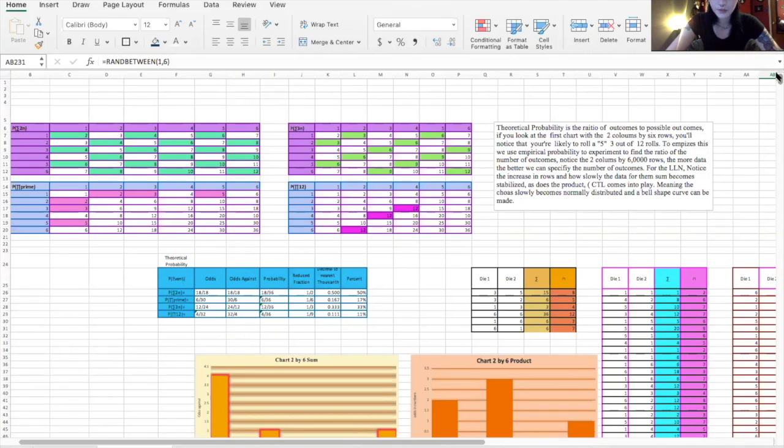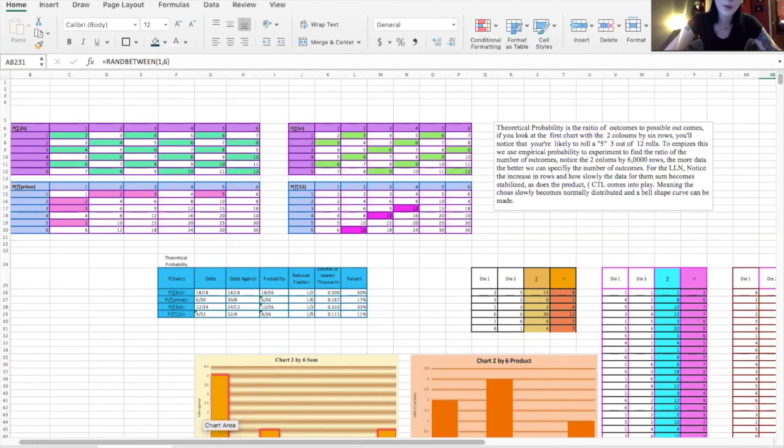For the LLN, you'll notice the increase in rows and how the data slowly stabilizes. As you increase the data, the sum becomes more stabilized. Essentially, that's where the CLT comes into play, meaning chaos slowly becomes normally distributed and a bell-shaped curve can be made.